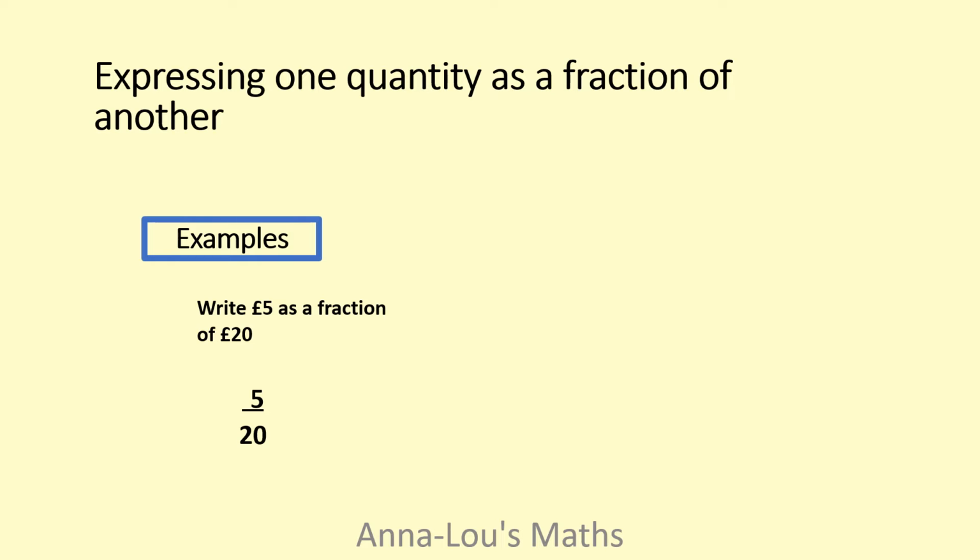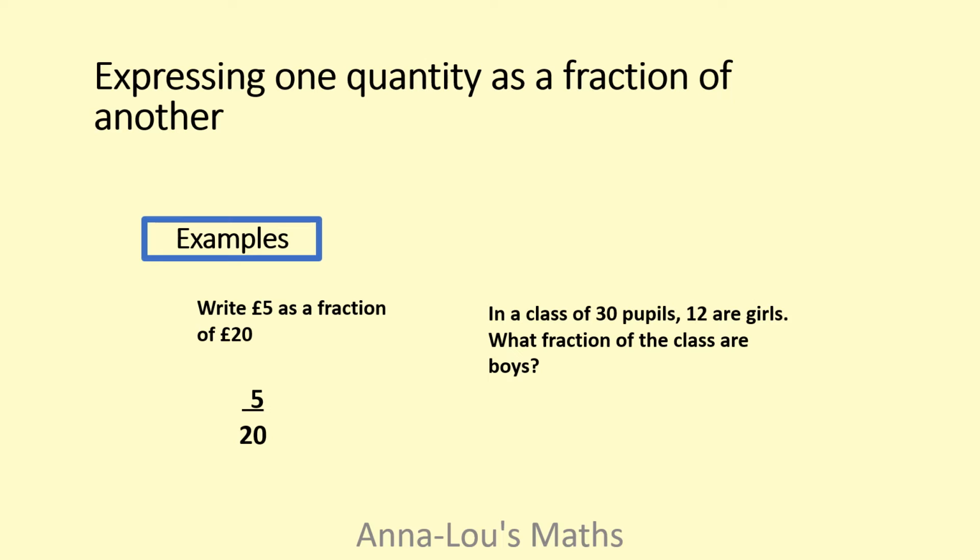I need to make sure I've read the question very carefully because I could get something along the lines of, in a class of 30 pupils, 12 are girls. What fraction of the class are boys? Now my denominator, my bottom number, is my total, so I know it's 30 pupils, so it's going to have a denominator of 30. It's asking me for the fraction of boys. Now, if there's 30 pupils and 12 girls, the remaining pupils are boys. So 30 minus 12 is 18. So the fraction of boys is 18/30.